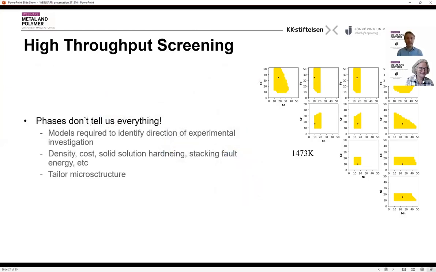But as you know, phases don't tell us everything, and once we hit the center of a compositional island, we want to know which direction we want to be moving in. That can be based on some more simple models. As I said before, density and cost are very easy to model, but we can also apply some more complex models such as solid solution hardening or stacking fault energy to tailor the mechanical property to something that we want, whether it's increased formability, increased strength, or greater formation of twinning. So we apply these additional models to try to tailor our microstructure to what we actually want to achieve.